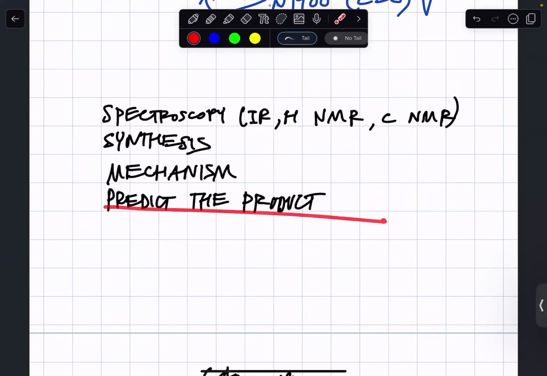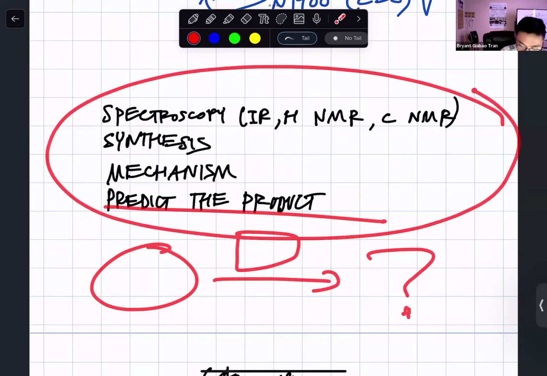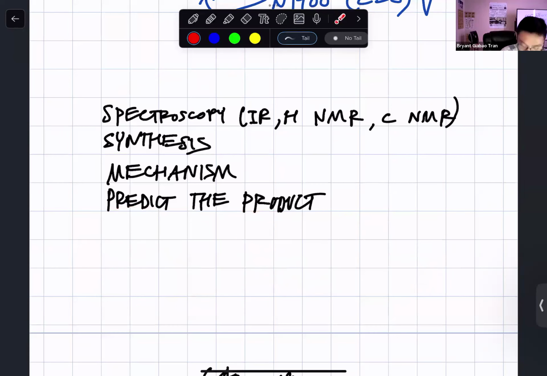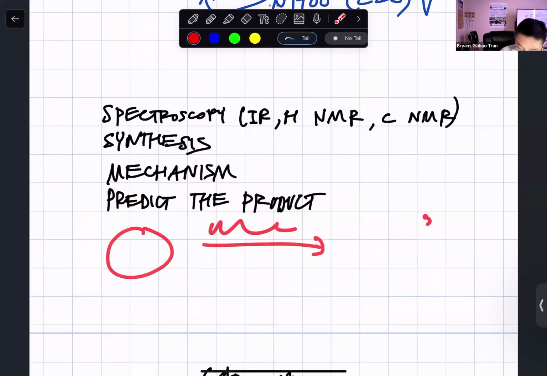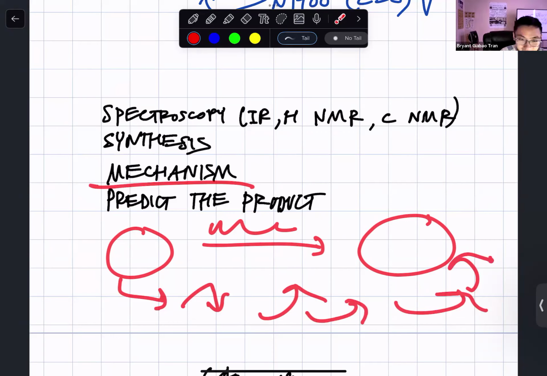These are the different kinds of questions that you get mostly in OChem. Mechanism is when they give you the reactant, reagents, and the product, so how to react it into the product using reagents. For mechanism, you have to show the arrow pushing steps of how that happens, like where the electrons are flowing to.